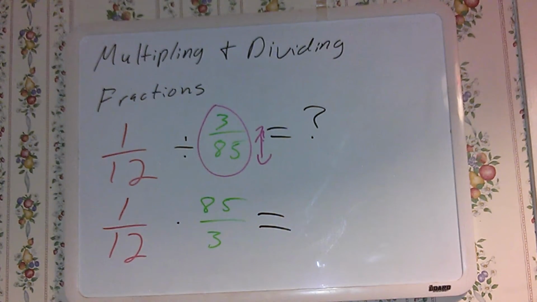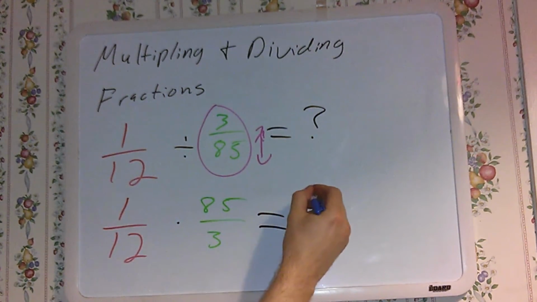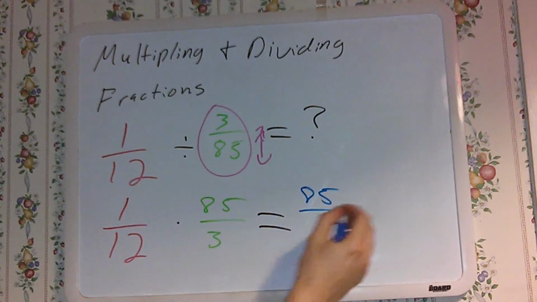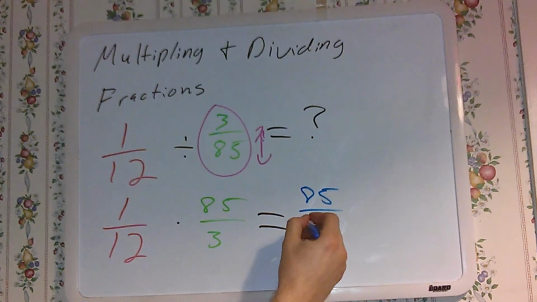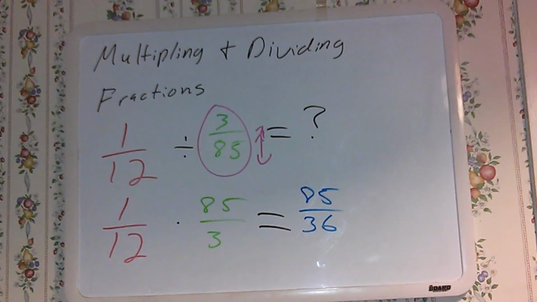1 times 85 is 85. 12 times 3 is, let's see, 24 plus 12, 36. And there you go. And again, that probably won't reduce because one's a multiple of 5 and the other's an even number. And that's all there is to it.